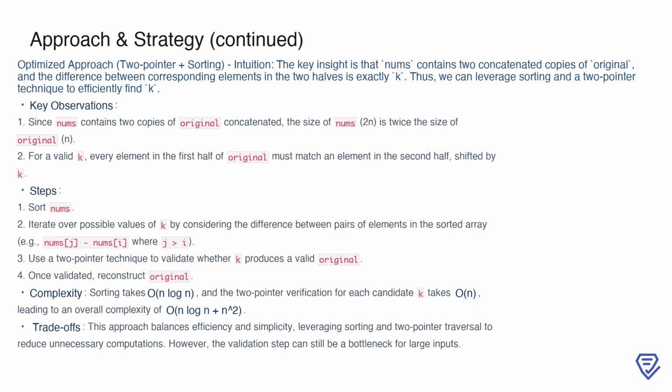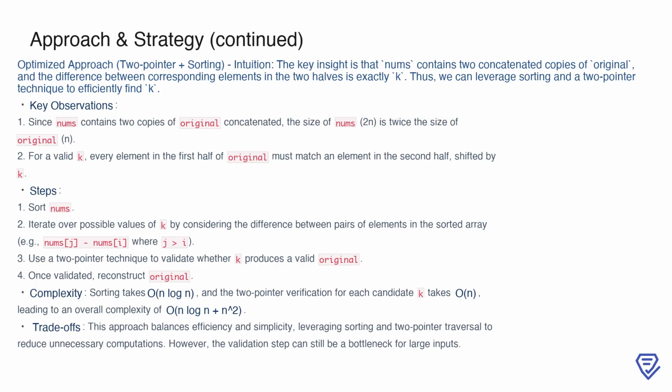The key insight here is recognizing that the nums array is formed by concatenating two copies of original, one shifted by k, and the difference between corresponding elements in the two halves is exactly k. This observation allows us to use sorting to simplify the problem. First, we sort the nums array, which ensures that the relative order of elements is preserved.